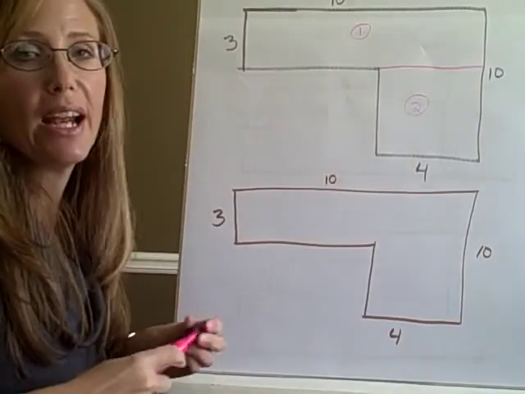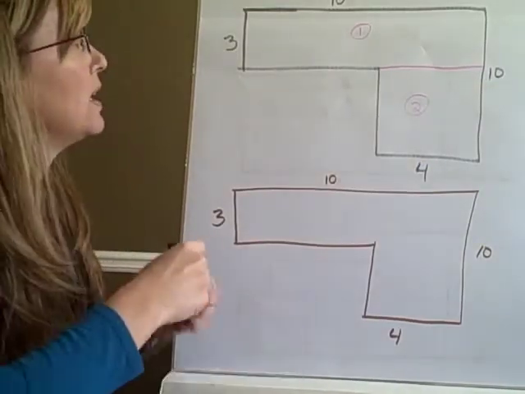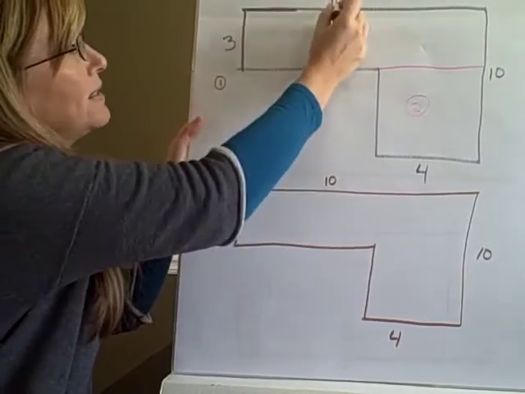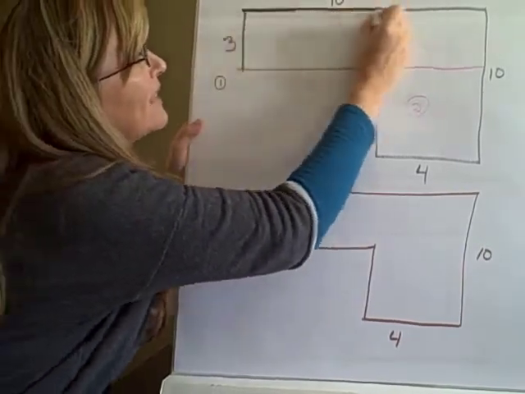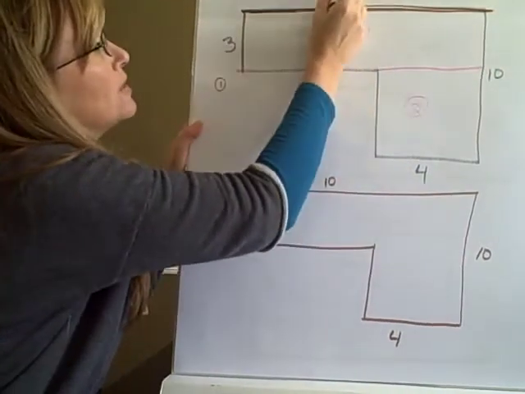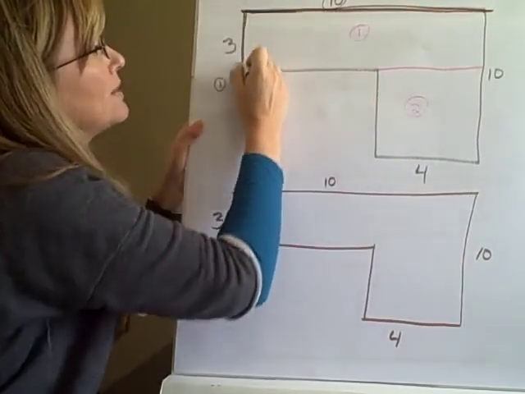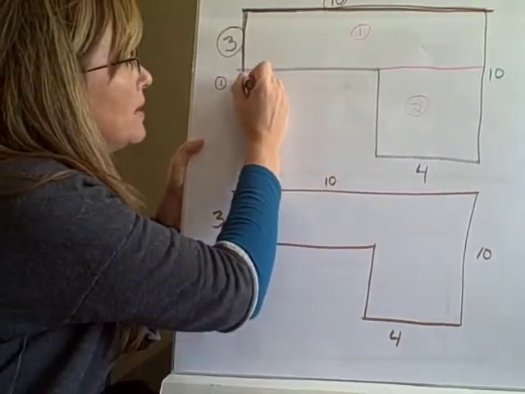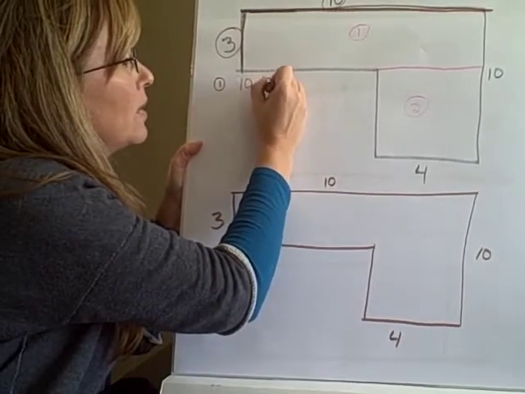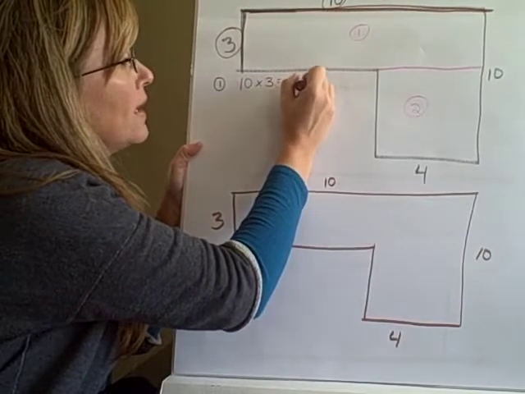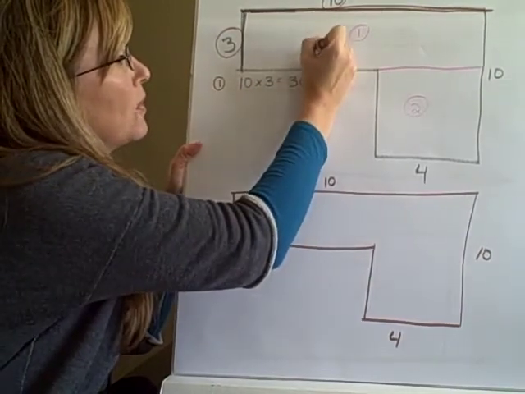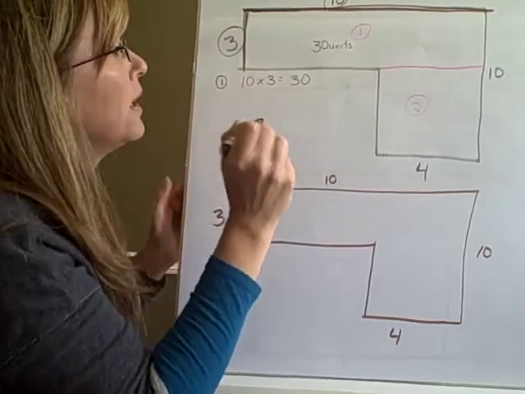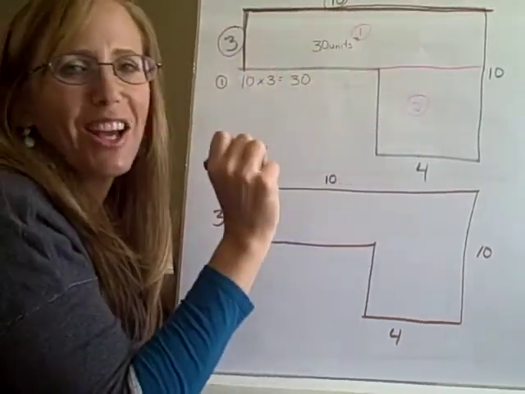Next, I need to figure out the area of each of those shapes. So I'm going to look at shape 1, and it's length times width. And this 10 is this whole measurement, so I can use this 10. And this 3 is this whole measurement, so I can use this 3. Well, then the length times the width is simply 10 times 3, or 30 units. So I'm going to put a 30 up here. Units, because I didn't give you a unit of measurement. And it would be squared. Don't want to get that wrong.